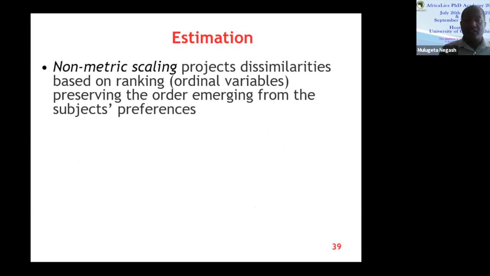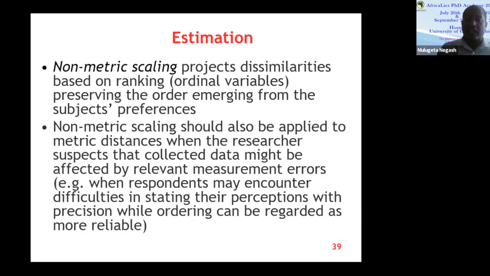Estimation in non-metric scaling projects dissimilarities based on ranking, ordinal variables. This preserves the order emerging from the subjective preference. That is, you are ordering from the most preferred to the least preferred. And the result shows that when the distance between X brand and Y brand is very long, we say that they are very dissimilar. And when X and Y brands are nearby, we consider them very similar.